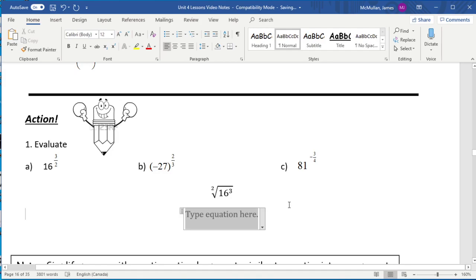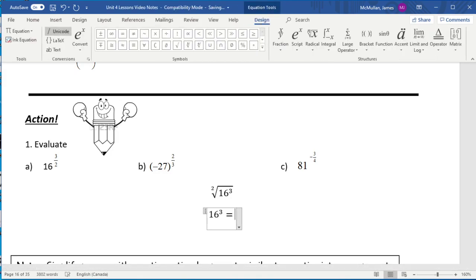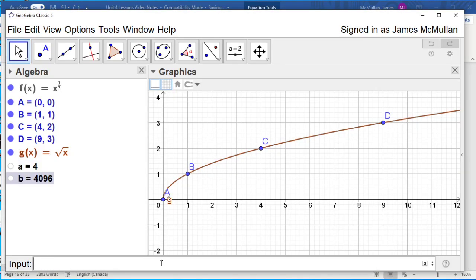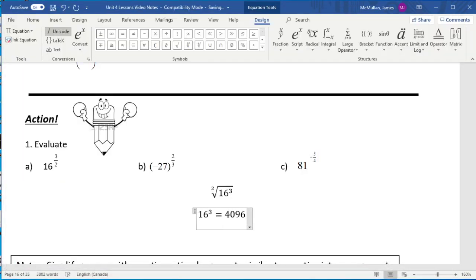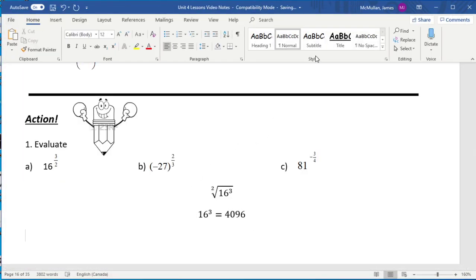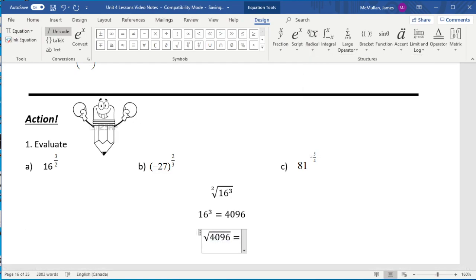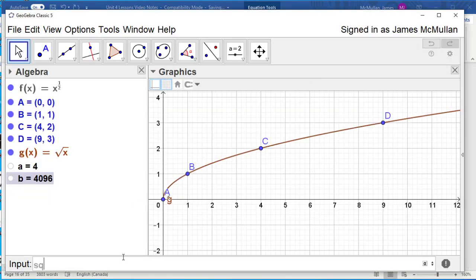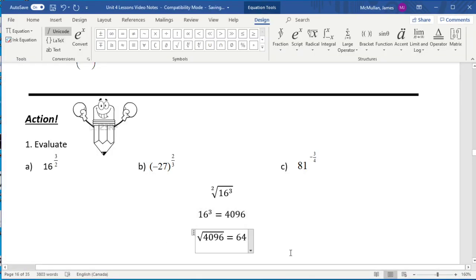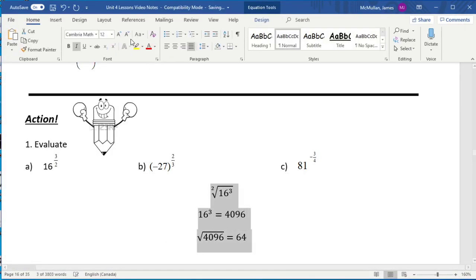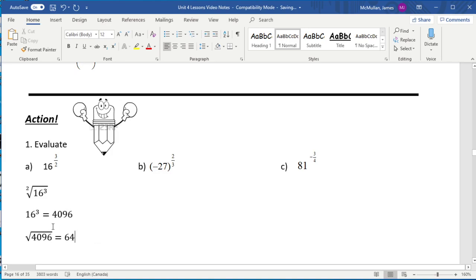Now, it's up to you how you want to do this. You could do the 16 cubed first. If you did that, you'd find that the answer is 4,096. And then you go ahead and take the square root of 4,096, and you get that that answer now is 64. I think I have that right. Yeah, okay, 64. Now that's one good way of doing this, right? That's one particular way you can approach it.